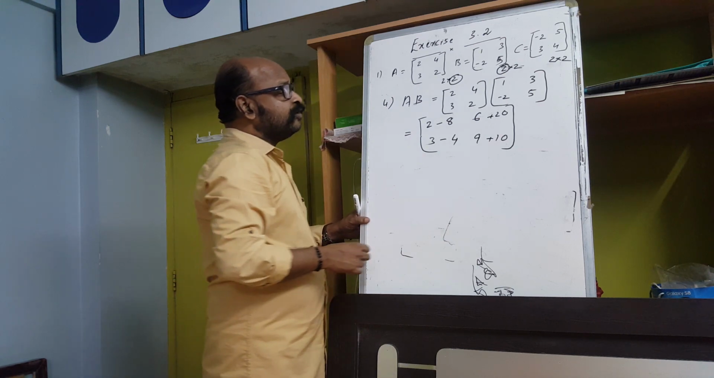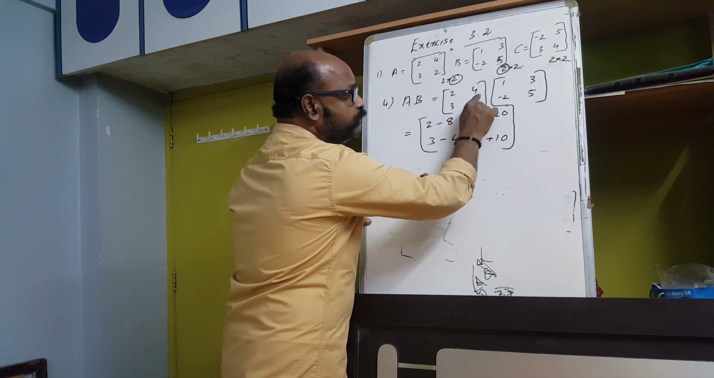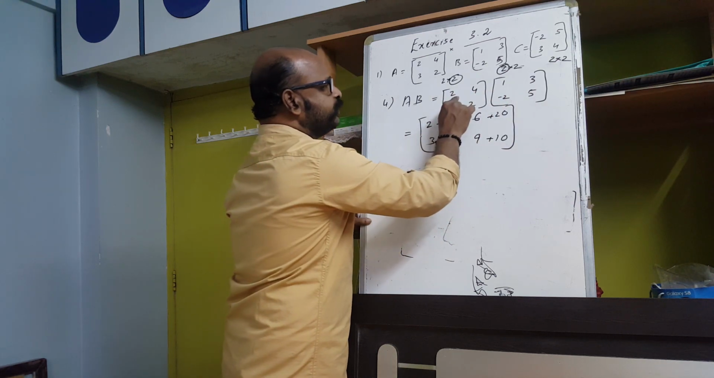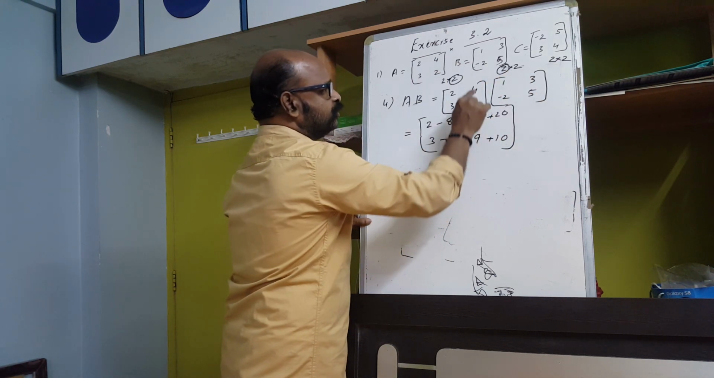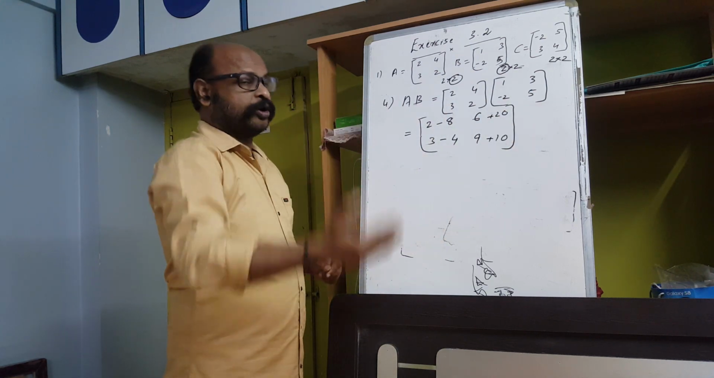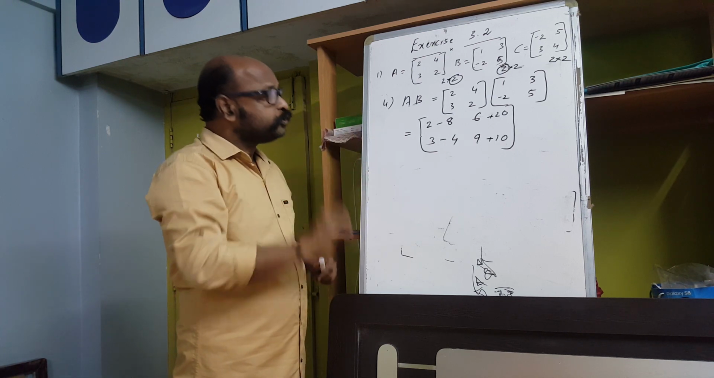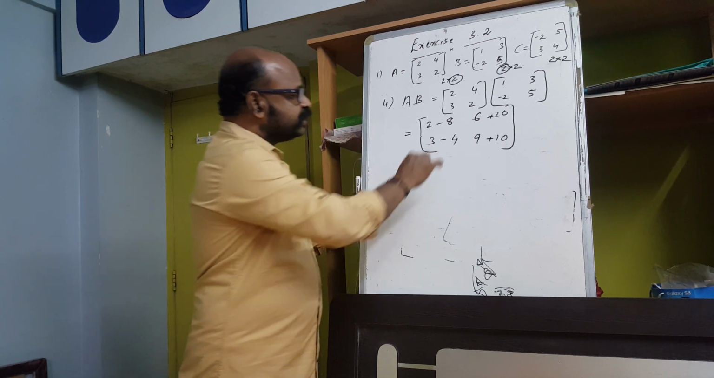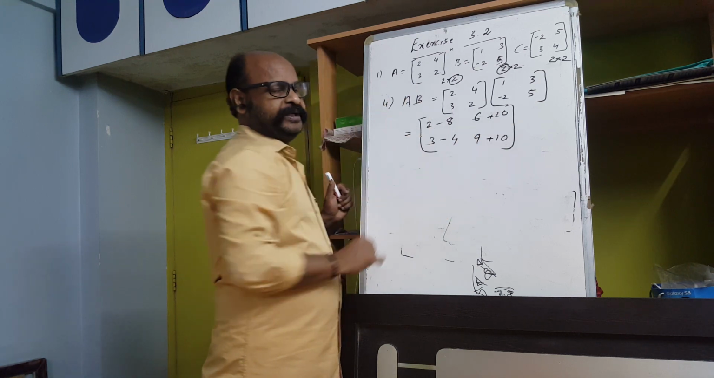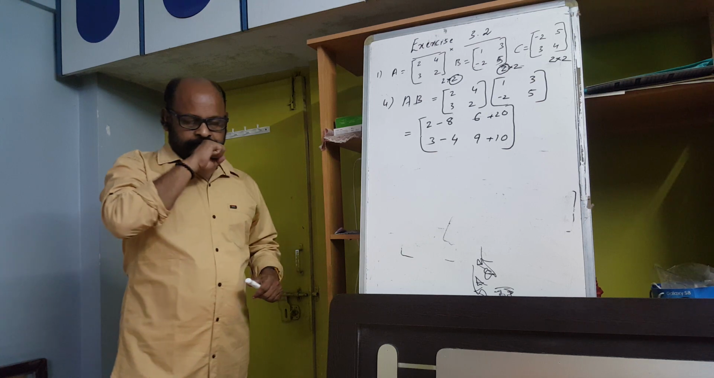Then for first row, second element, first row into second column. So 2 into 3, 6, 4 into 5, 20. Okay. Now there is no more column. The meaning is what? The second matrix contains only 2 columns. This first row contains only 2 elements. So the first row is completed.